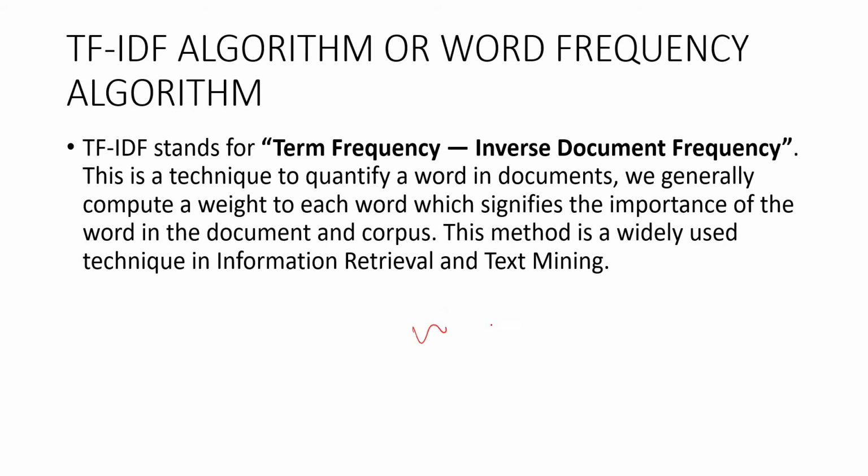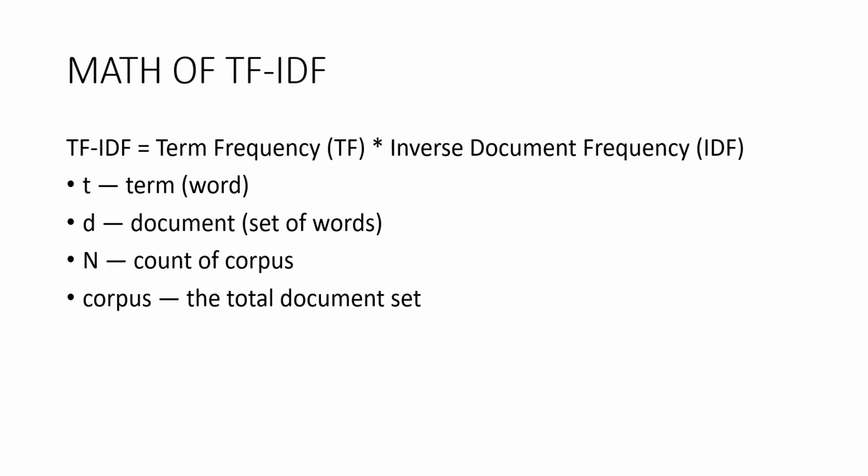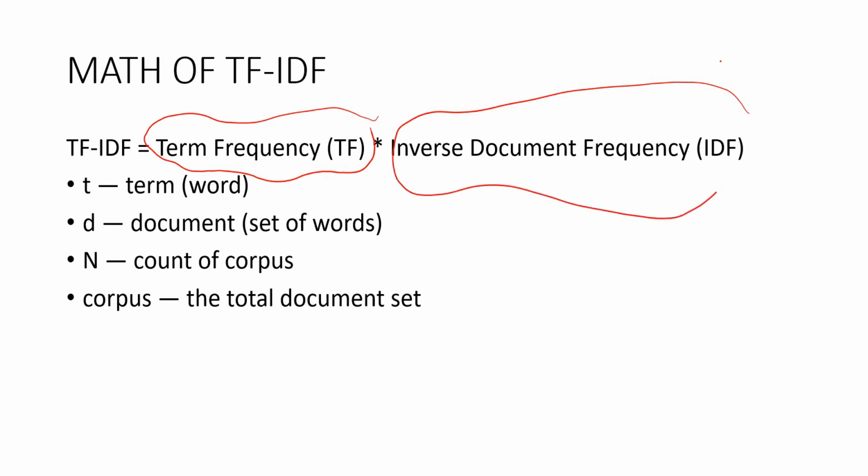Here we will find out the weight of each word using mathematical formulas. Each word is associated with a weight. So this is the math of TF-IDF. How we calculate the weight: it is term frequency times inverse document frequency.